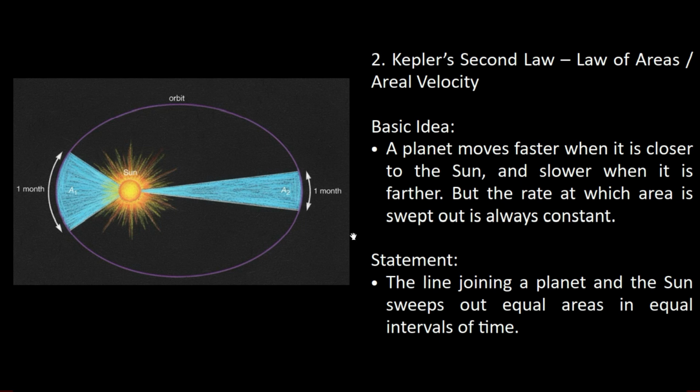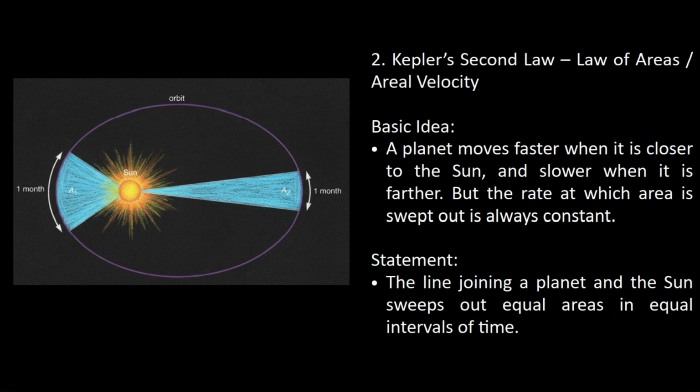This we have to prove mathematically. So the basic idea is that a planet moves faster when it is closer to the sun and slower when it is further. But the rate at which the area is swept out is always constant. So given an ellipse, this is a line connecting from the center to the planet. When it moves from one end to the other, say in a month, it covers this much distance. The shaded area over here will be equal to the shaded area over here. So you can see 1 month, 1 month. A1 and A2 will have the same area.